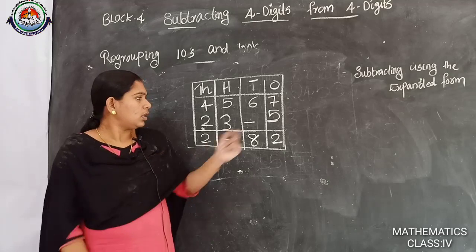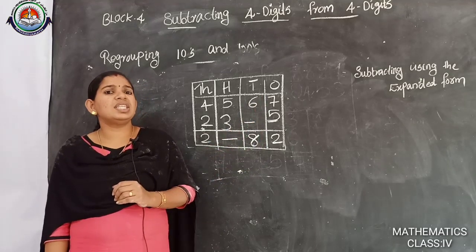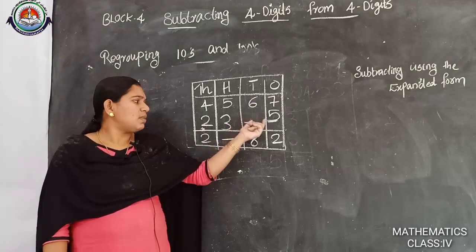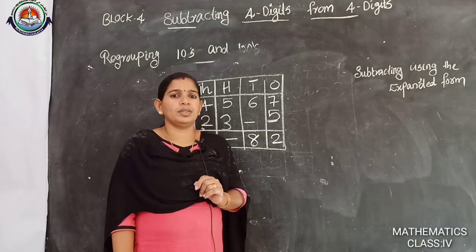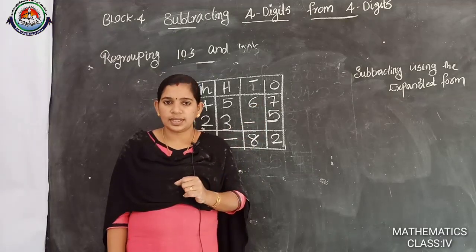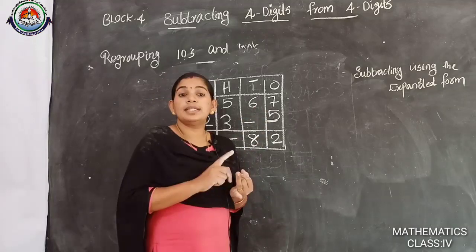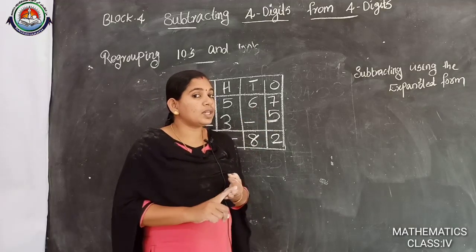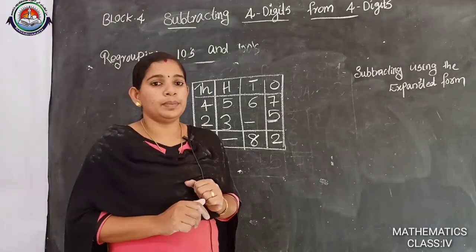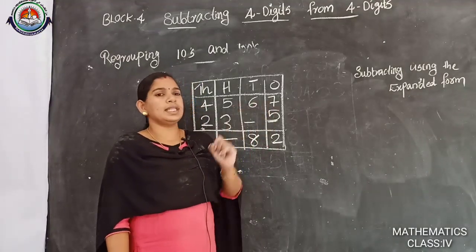Then 6 minus 1 digit is 8. Is it possible? 6 minus 1 digit is 8? No. 6 minus 1, 5. 6 minus 2, 4. 6 minus 3, 3. 6 minus 4, 2. 6 minus 5, 1. So it's not possible. So this is not 6.